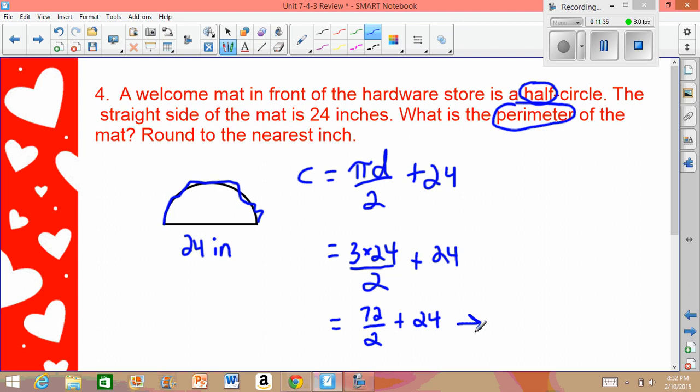When I divide 72 by 2, that gives me 36. So I have 36 plus 24 for a total of 60 inches. So my approximate answer for the circumference or the perimeter of our mat is going to be 60 inches. Okay, so you may pause here and copy down the work for this problem.